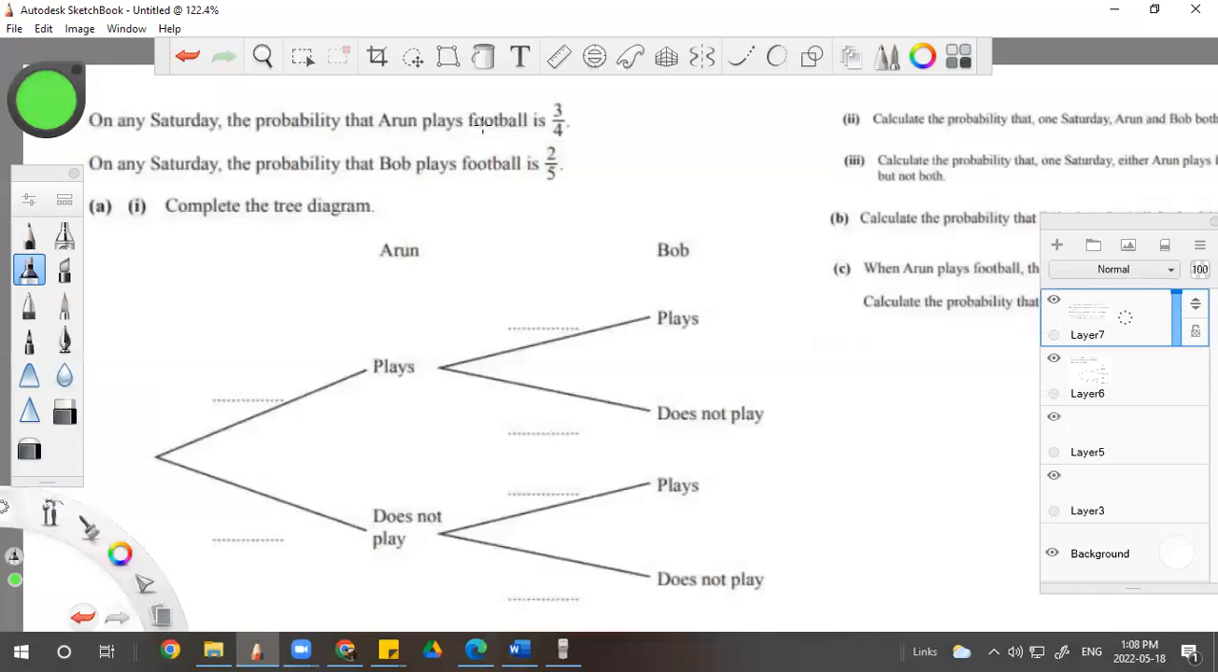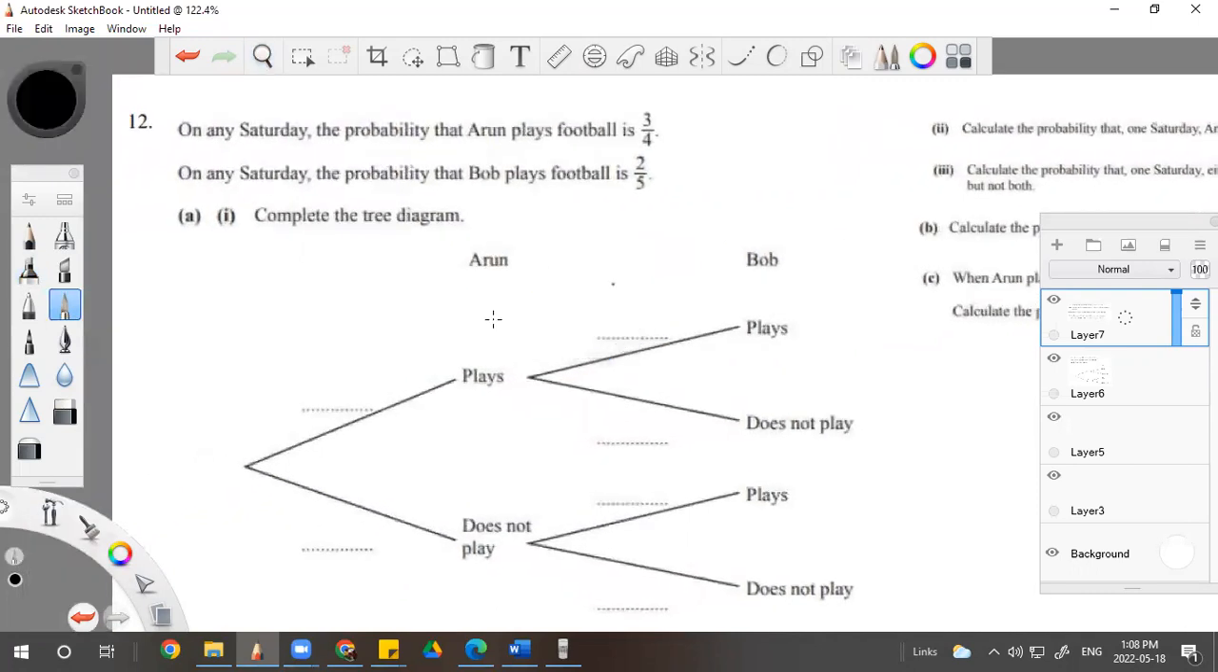On Saturday, the probability of Aaron play football is 3/4. Berarti sisanya 1/4, pasti ya, one student, one people. On any Saturday, the probability Bob play football is 2/5, and the rest will be 3/5. Lu tinggal lanjutin ini 2/5, ini 3/5 lagi, kayak tree diagramnya, beres.